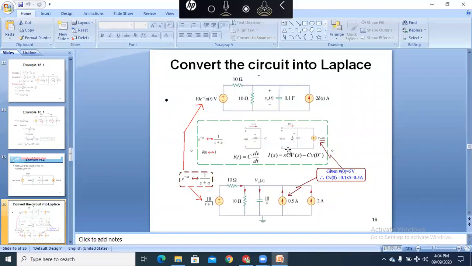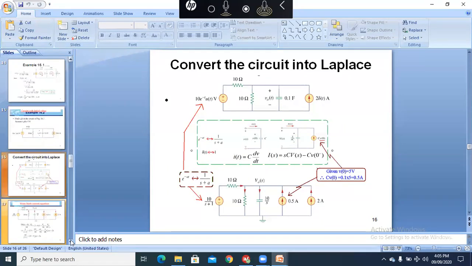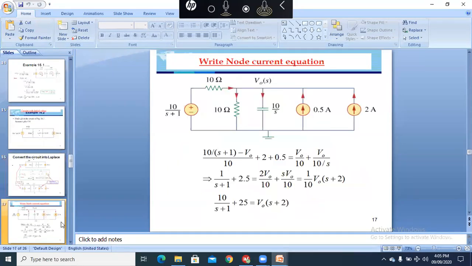Sorry. So we have 2 delta of t. That value of 2 delta of t is in fact 2 ampere, because delta of t is 1 in the Laplace domain. So it is 2 ampere, right? So we can solve this, we have converted this circuit into the Laplace domain.